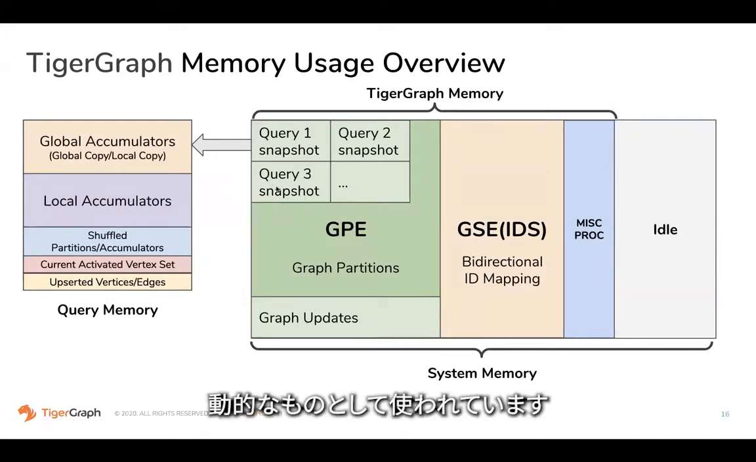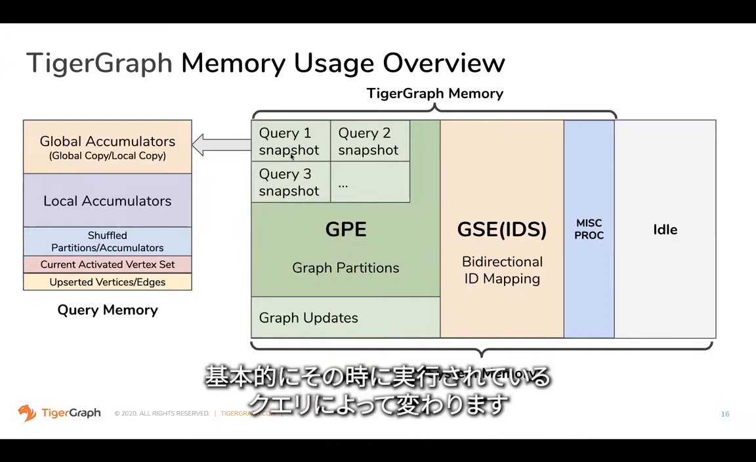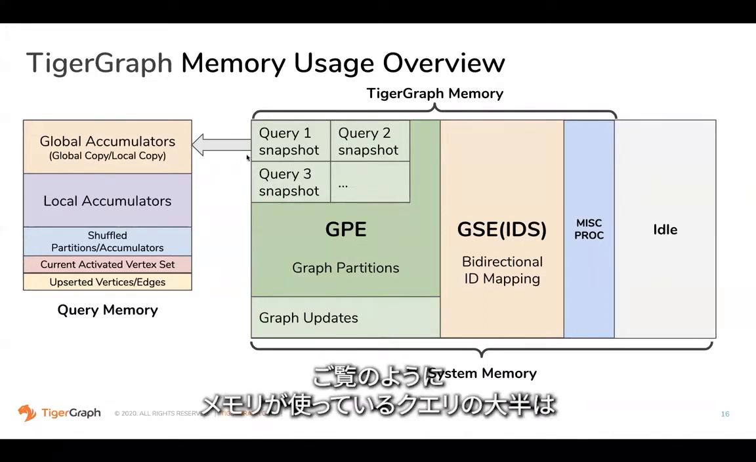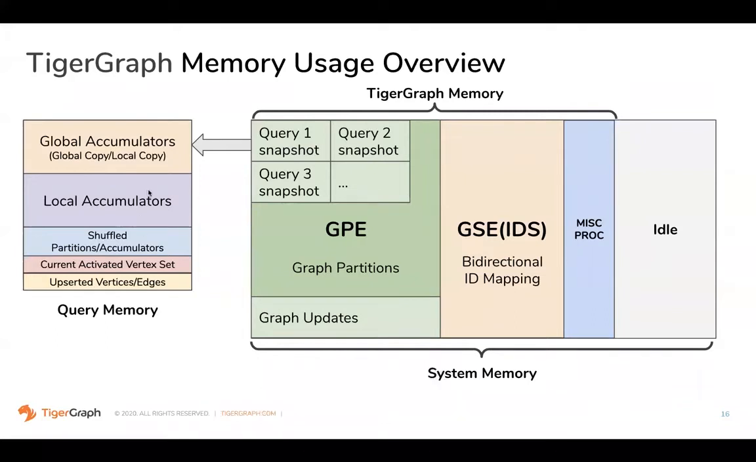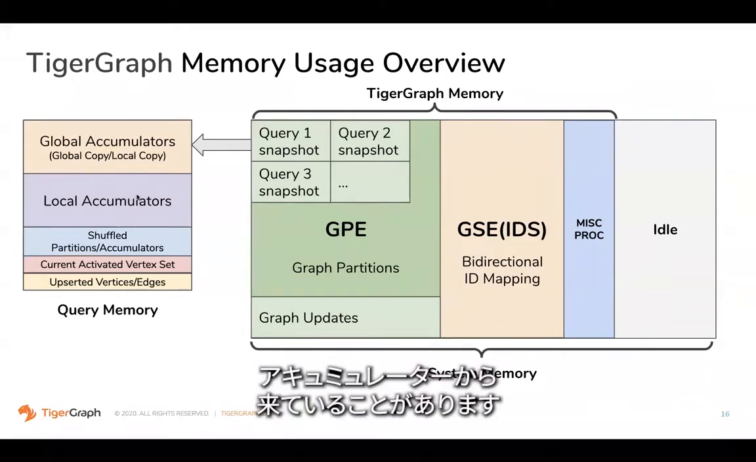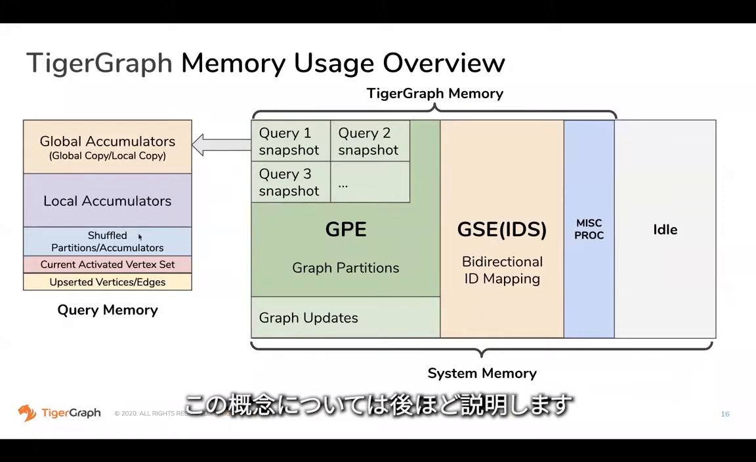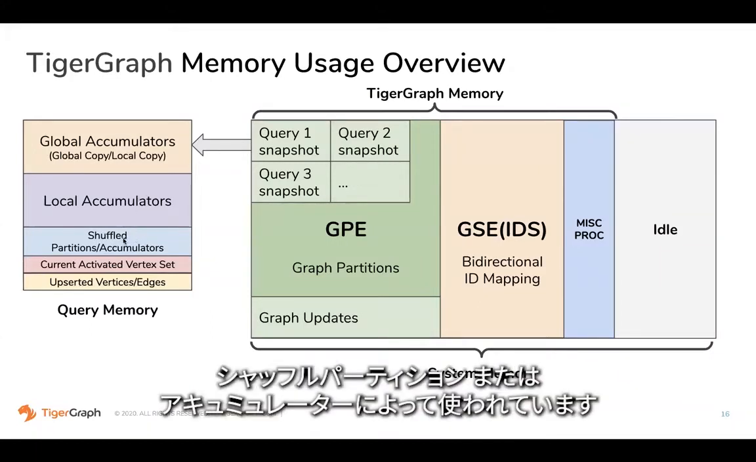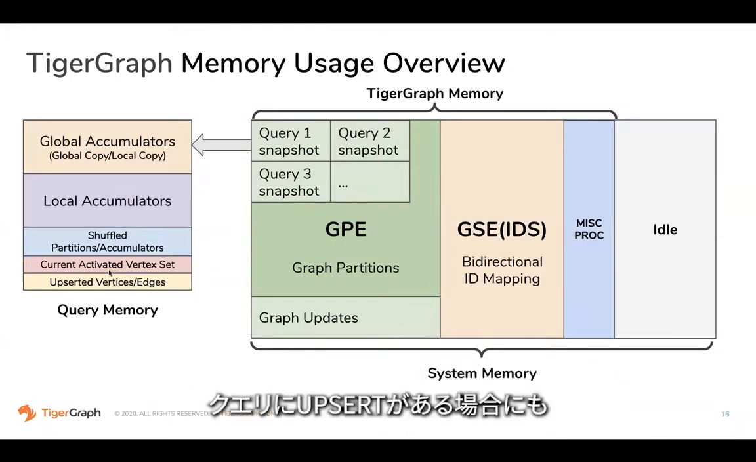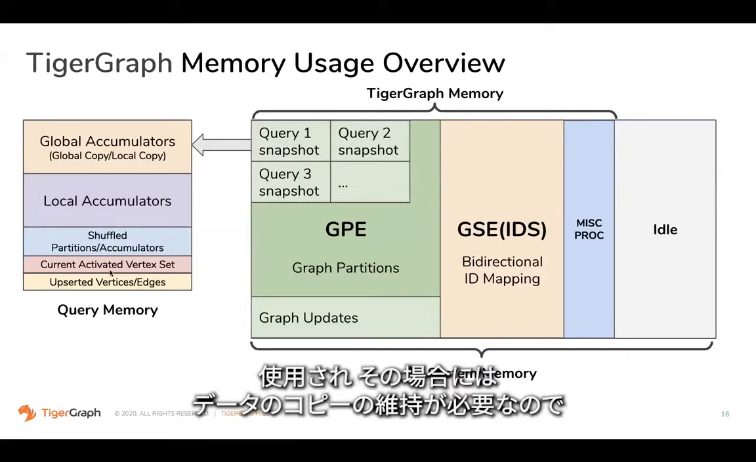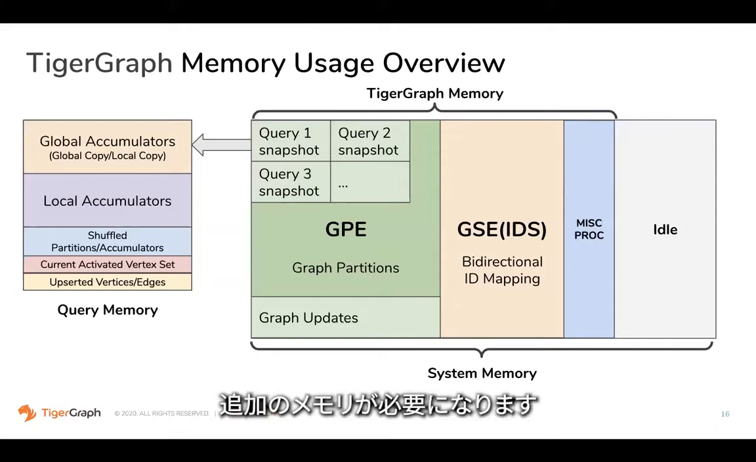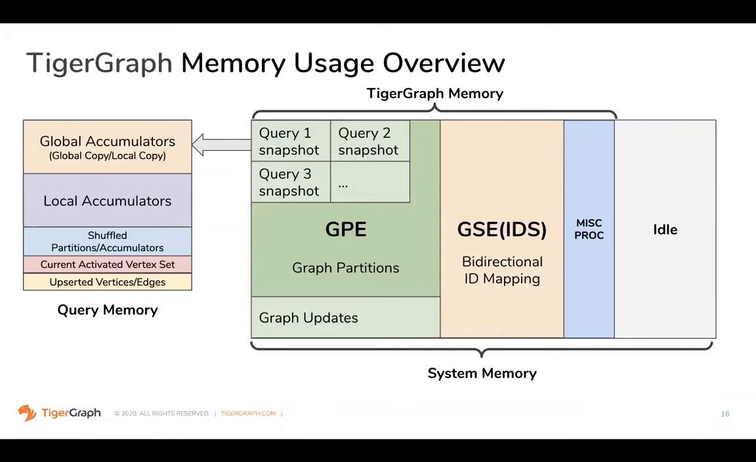But the other aspect of memory that's used is dynamic, which is basically depending on what query is running. Here, as you can see, the bulk of the memory used by a query can come from accumulators, a concept I'll explain later. Some of the memory is also used by shuffles. And if the query has upserts, then we need to maintain copies of the data, which means additional memory is required from a GP perspective.